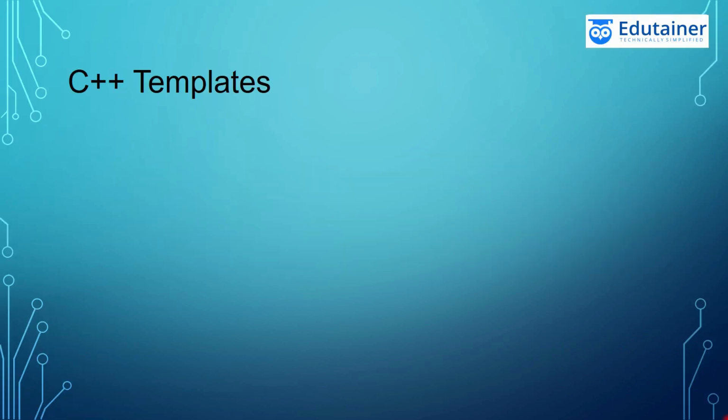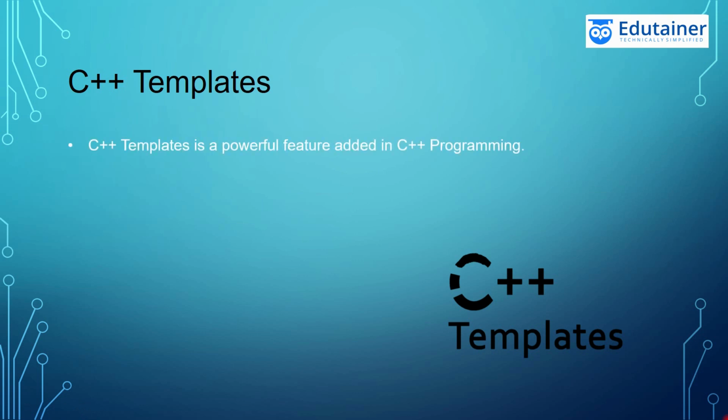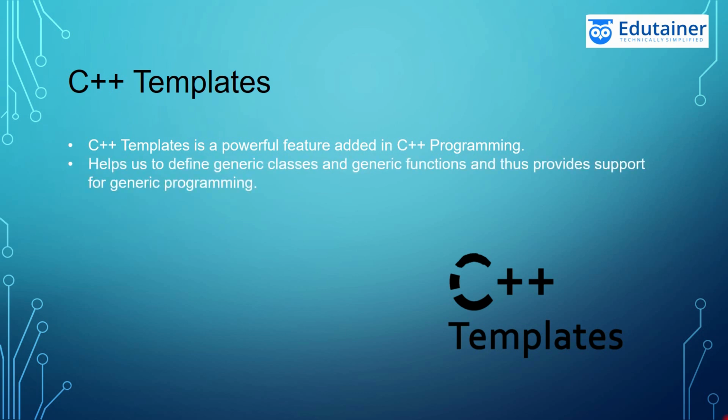C++ templates. C++ templates is a powerful feature that was added in C++ programming. It helps us to define generic classes and generic functions, and thus provides support for generic programming. Generic programming is a totally new concept in C++, in which we take generic classes and generic functions as parameters in the algorithm so that we can use them with different data types.